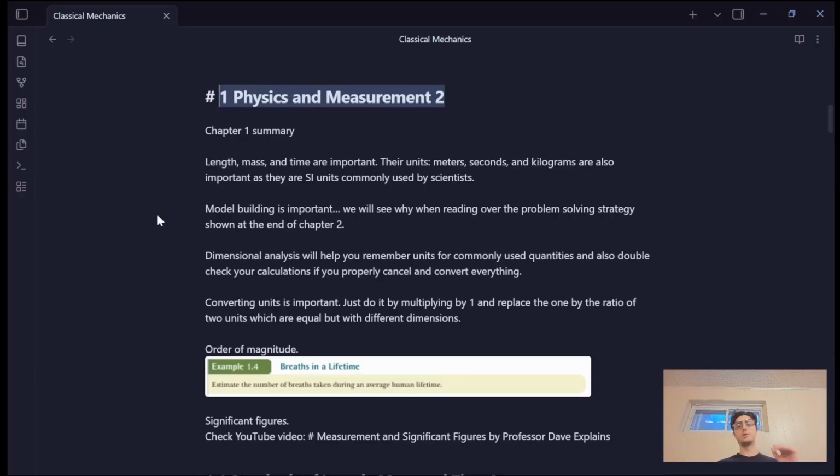Converting units is important. Make sure you know how many units is equal to another unit. An example is how many Celsius degrees equal how many Fahrenheit degrees or Kelvin, how many pounds equal how many kilograms, how many miles equal how many kilometers, and so on and so forth. Converting between units is good.